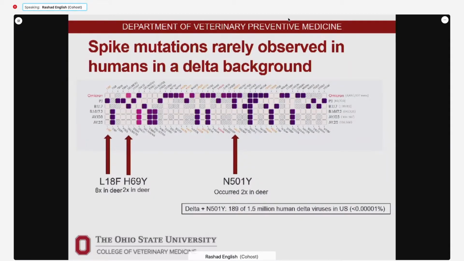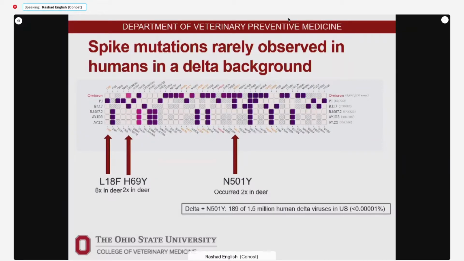Everyone's asking about mutations and which mutations we are picking up in the deer. And so we do find some mutations in spike protein. Granted, these are fairly rare in some of the human data, but we are picking up a few mutations that we're really trying to understand: is that going to affect transmissibility back to humans?